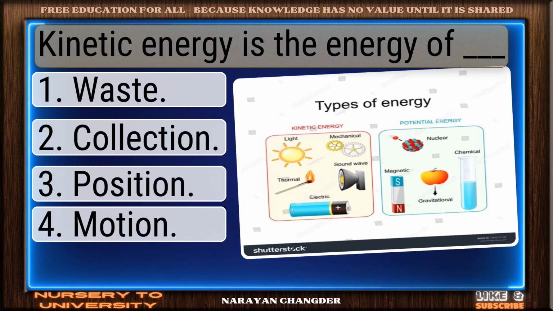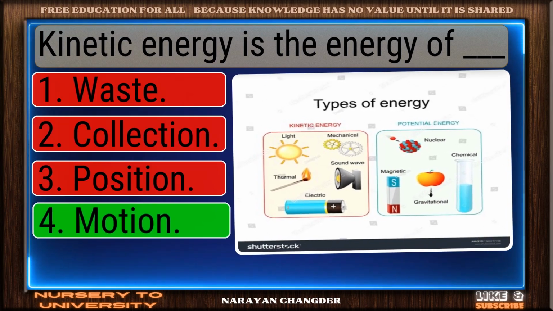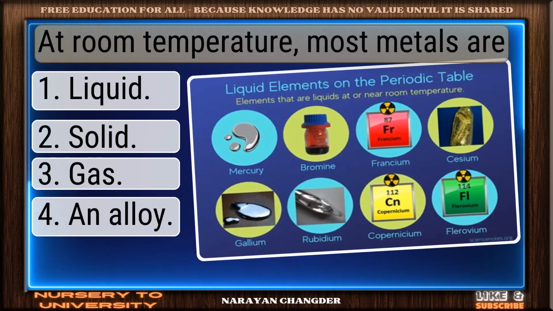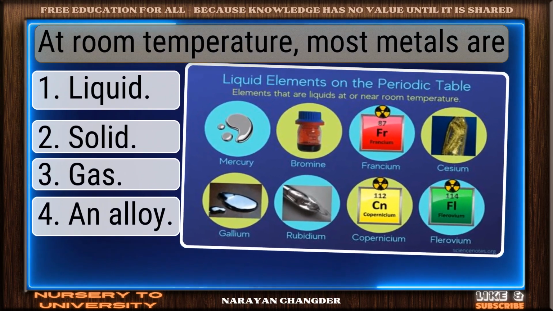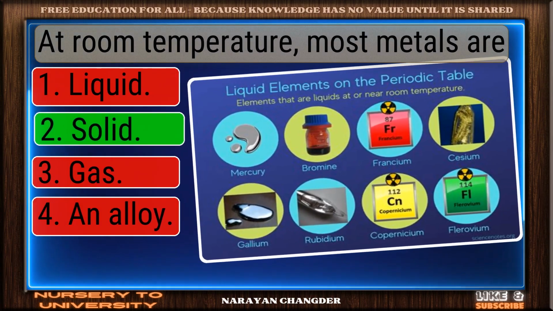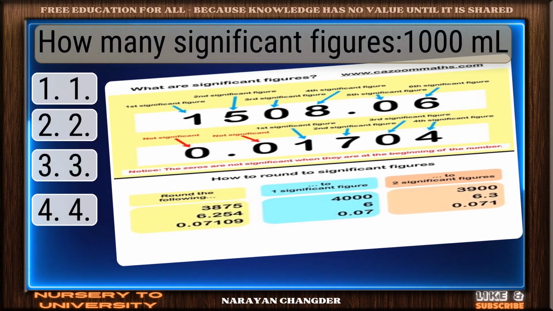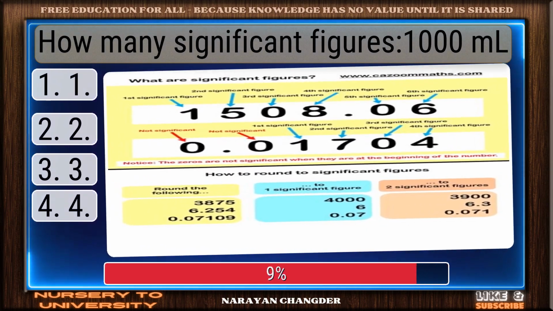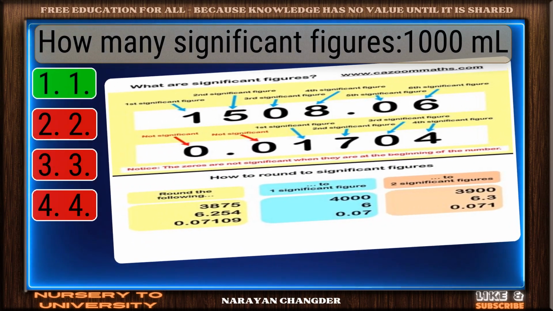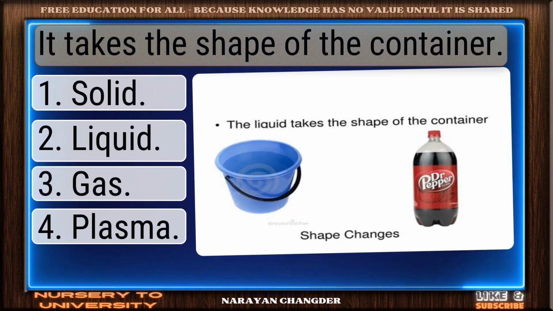Kinetic energy is the energy of dash. Valid point. Motion is true. At room temperature, most metals are. Good thinking. Solid is the right answer. How many significant figures? 1000 mL. Well picked. 1 is the correct answer. It takes the shape of the container.